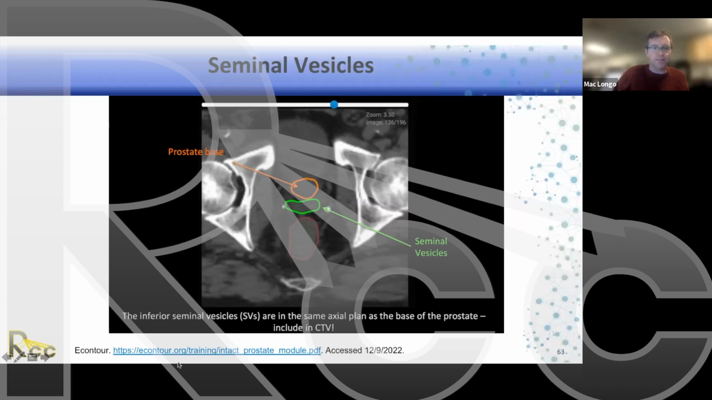And I also just want to call attention to a resource that I know other lecturers have referred you to, eContour, which has excellent cases across all disease sites and demonstrates not only target volumes, but also normal anatomy. And it's a resource that I personally use with frequency.